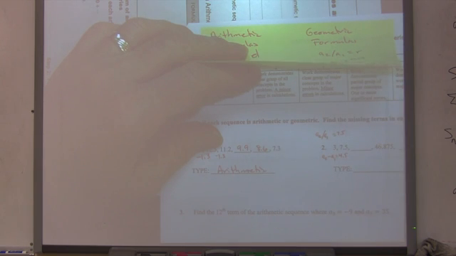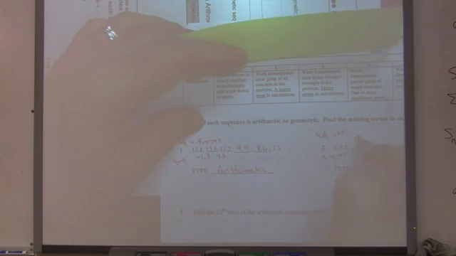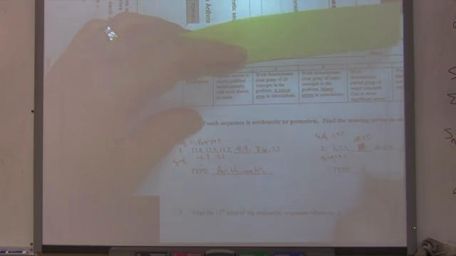So now let's try that. 7.5 times 2.5, 18.75. And times that by 2.5, and we get 46.875. Times 2.5 gives us 117.1875, and so we know this is geometric.